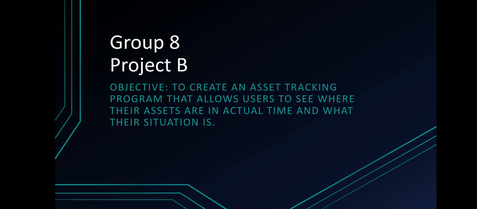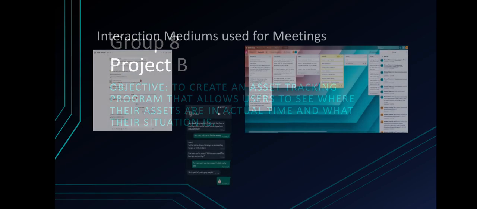We are group 8 and we have chosen project B. The main objective of this project is to create an asset tracking program that allows users to see where their assets are in real time and what their situation is.